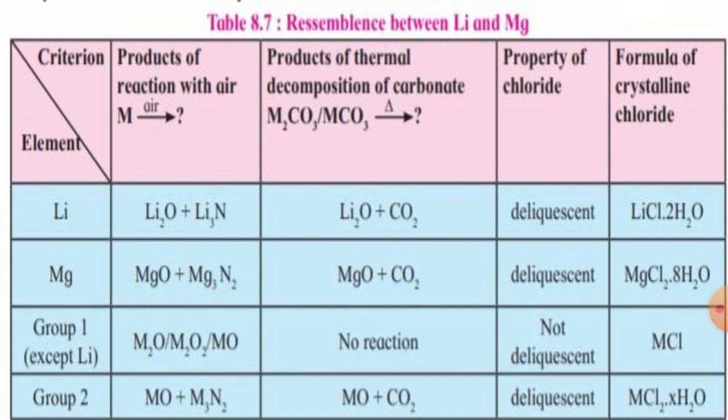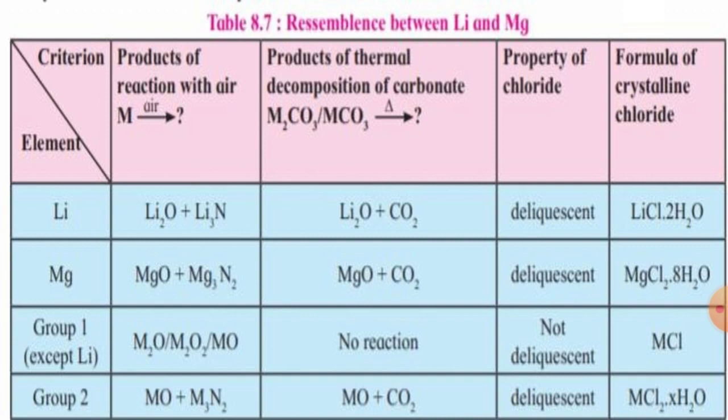While for group 1 there is no diluent, for group 2 it is dilutions. Okay. Formula of crystalline chloride. What is the formula for crystalline chloride? For lithium, it is lithium chloride into 2H2O, which resembles magnesium, whose formula is magnesium chloride into 8H2O. While for the other elements of group 1, it is only metal chloride. Okay, you take sodium, it is sodium chloride, and so on.